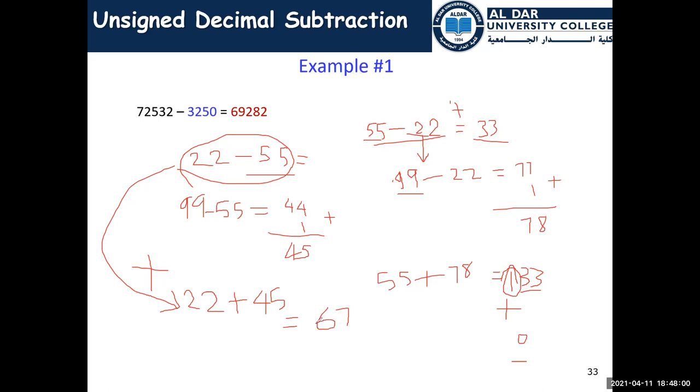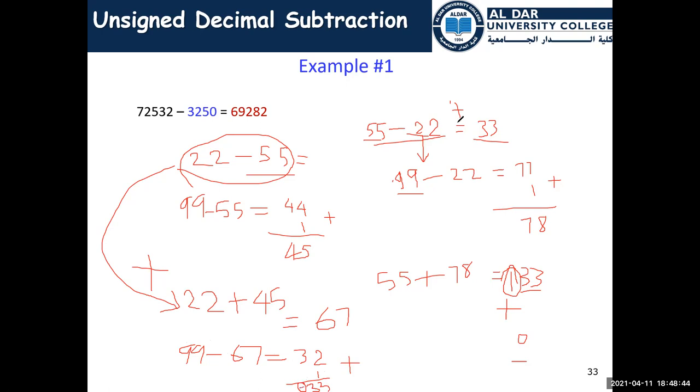We have to make the correction, because we know that the first number is smaller than the second number. We have to take the complement of this number. So we take the complement of this number: we subtract it from 99 again, 99 minus 67 is equal to 32. We add one as a correction, and the result is 33. But here there is no carry, so this is a negative number, okay?